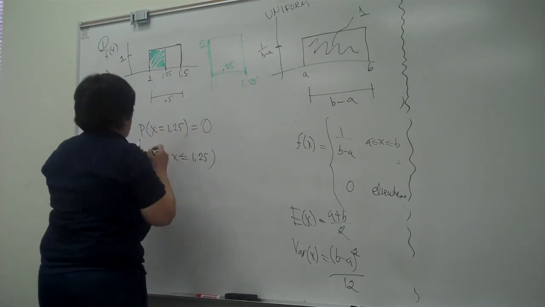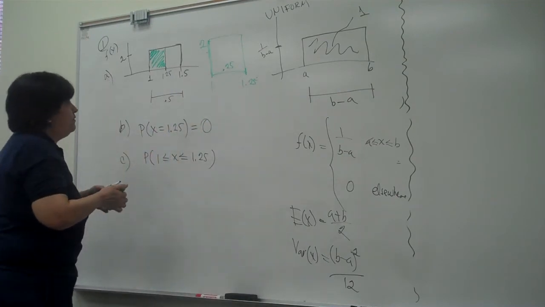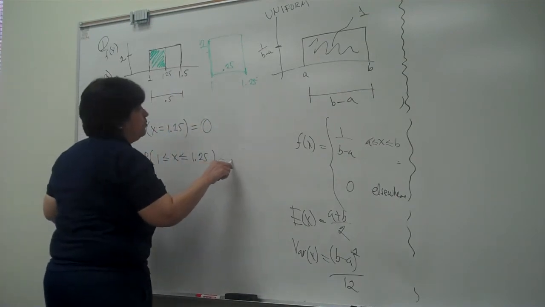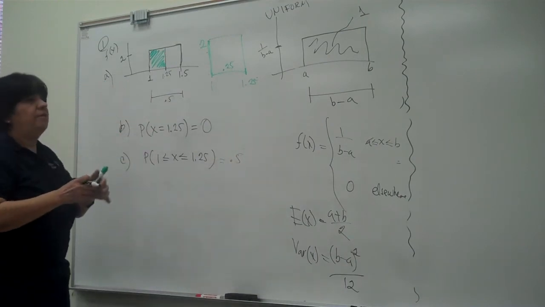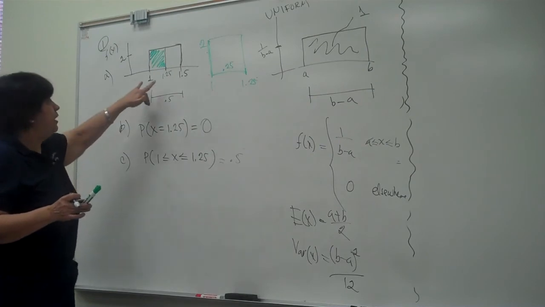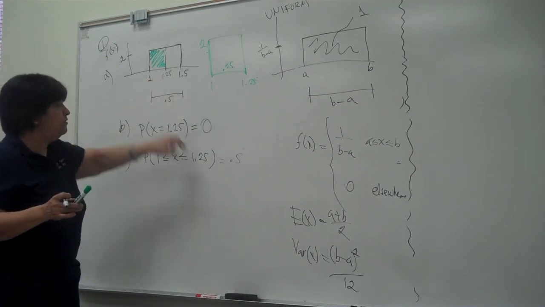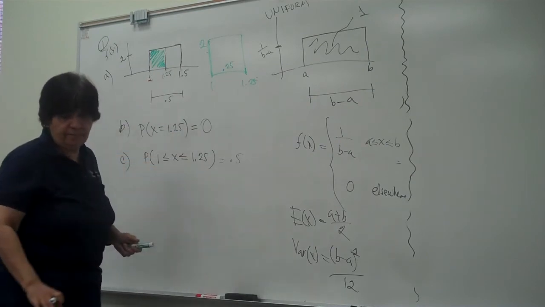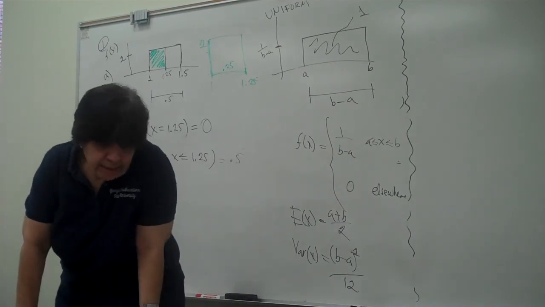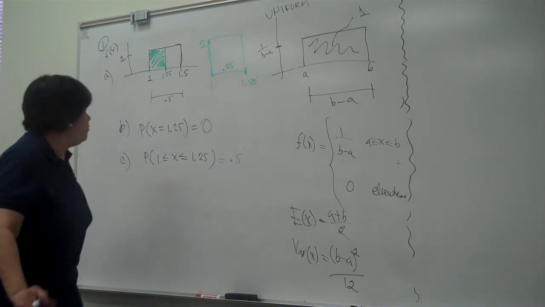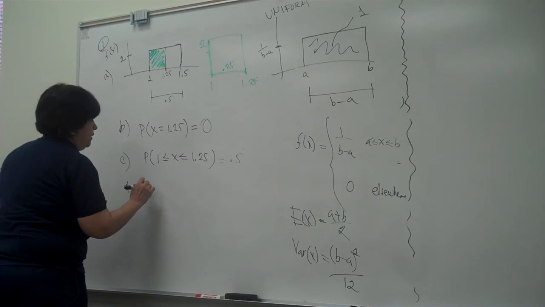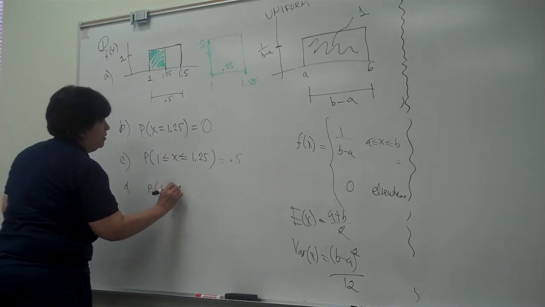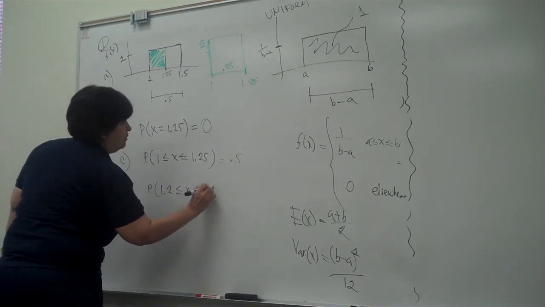So 0.25 times 2, then this is 0.5. The probability that this random variable is between 1 and 1.25 is 0.5. And by the same token, what is the probability between 1.2 and 1.5? 1.2, because we go to 1.5.